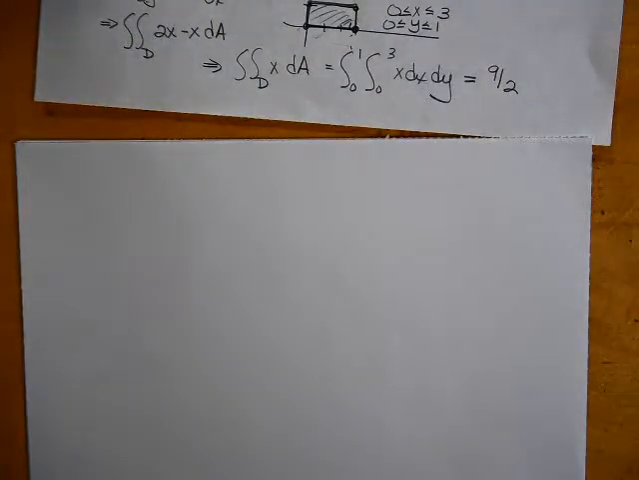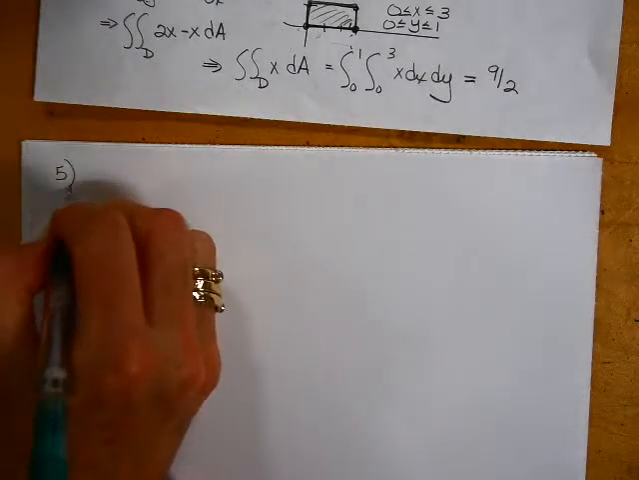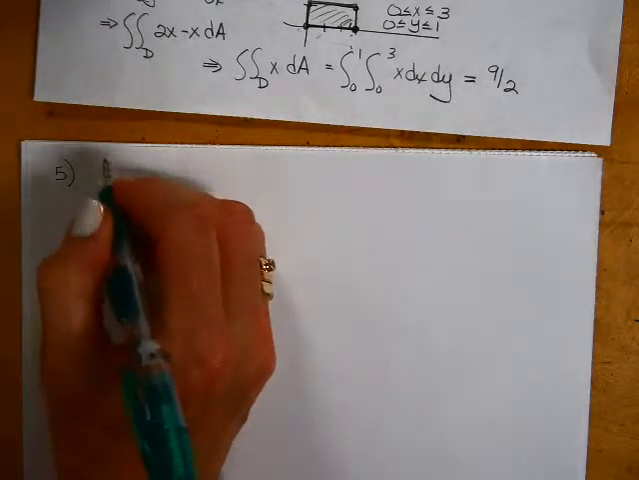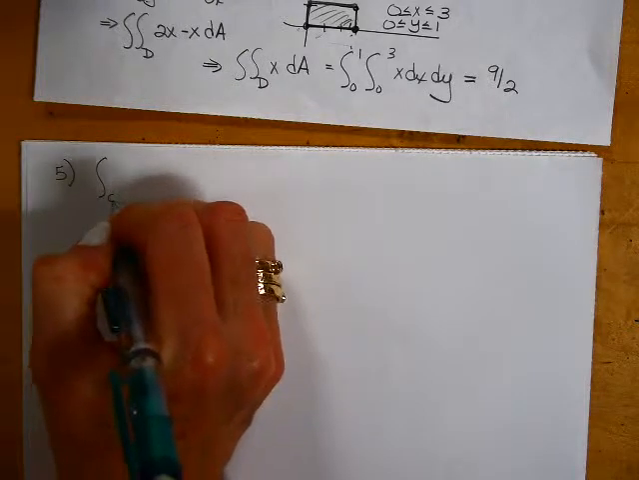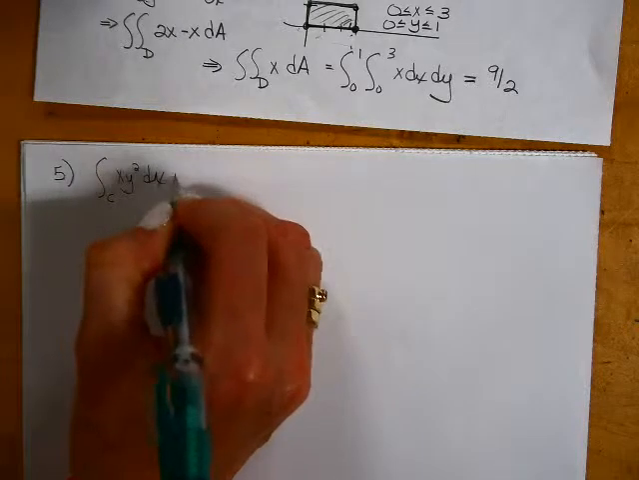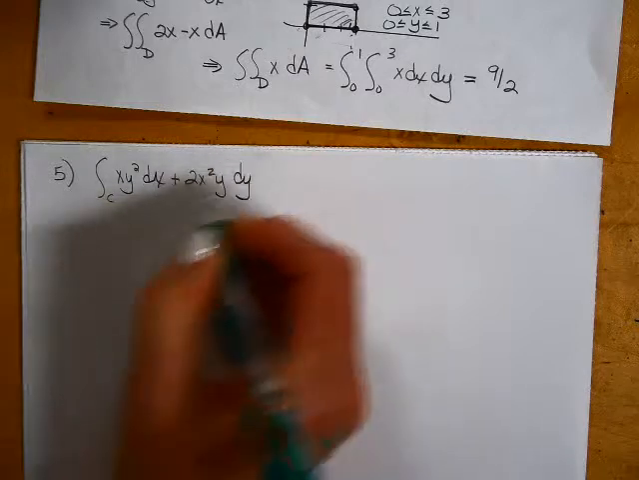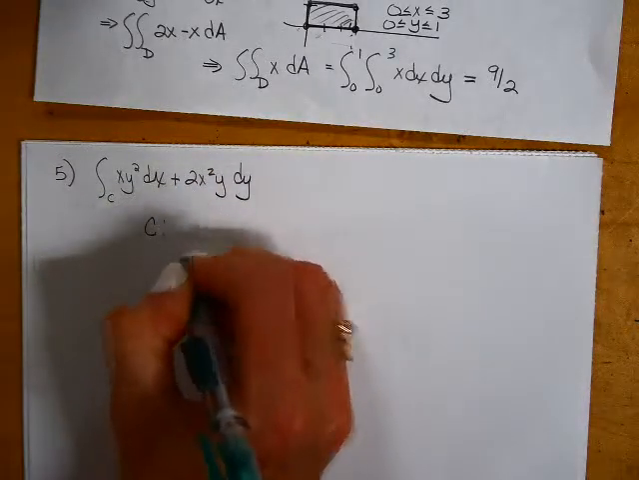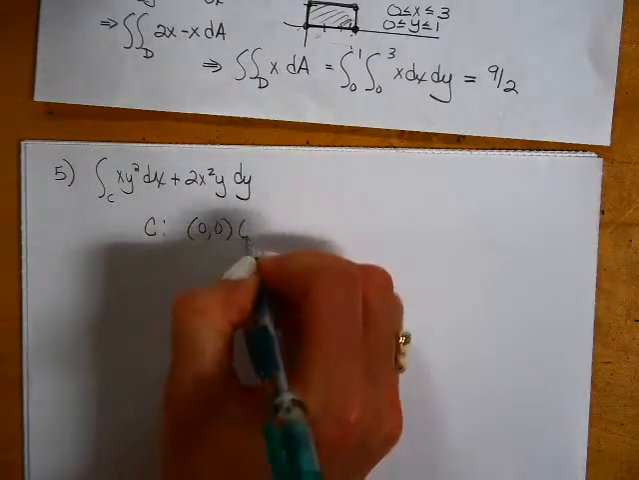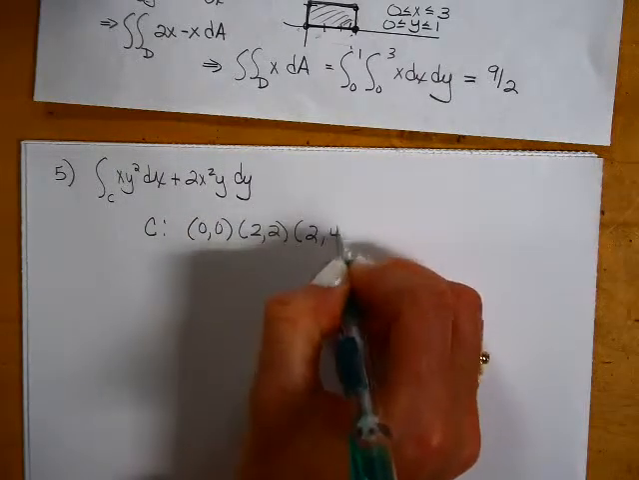All right, let's look at another one. Let's look at number 5. Use Green's theorem to evaluate this. The integral over C of xy squared dx plus 2x squared y dy. And this time C is a triangle with the vertices (0, 0), (2, 2), and (2, 4).